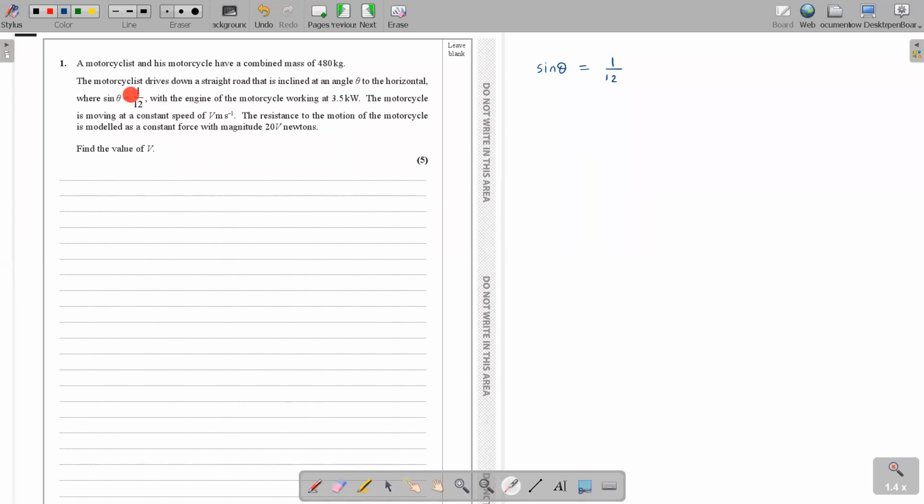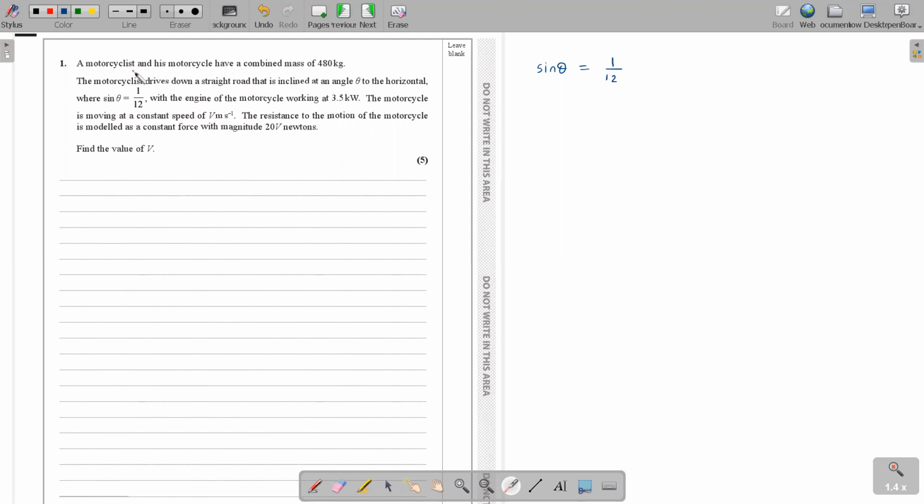So the motorcyclist drives down a straight road that is inclined at an angle theta to the horizontal, where sine theta is 1 over 12, with the engine of the motorcycle working at 3.5 kilowatts. The motorcycle is moving at a constant speed of v. The resistance to the motion of the motorcycle is modeled as a constant force with magnitude 20 v newtons. Find the value of v. So you need to draw the diagram here.